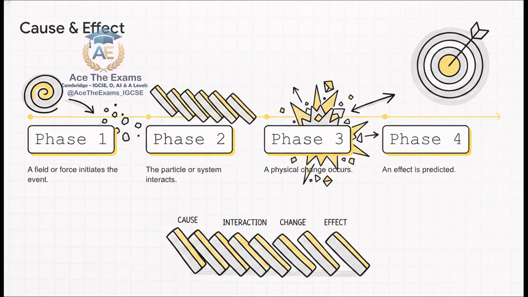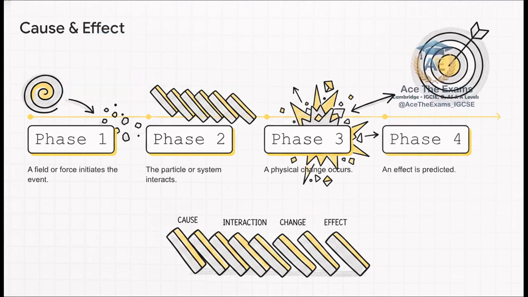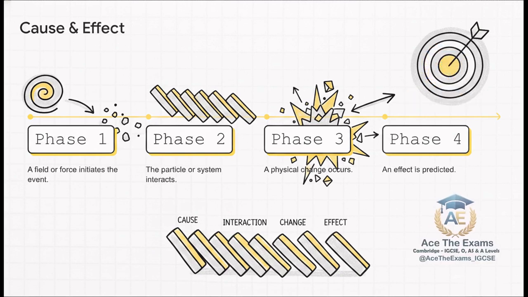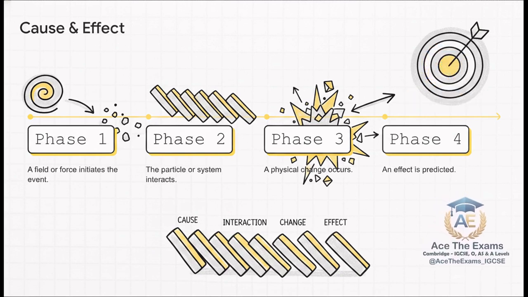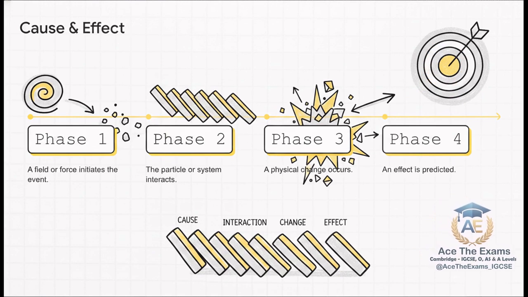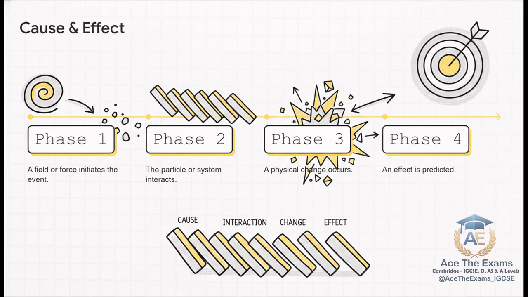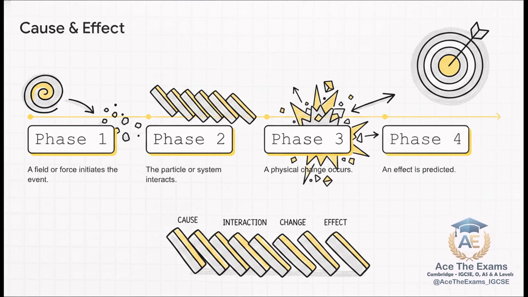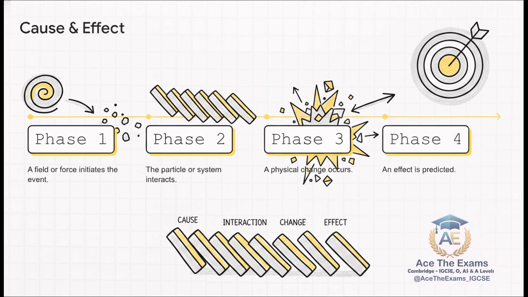Whether the momentum interaction we're looking at involves magnetic fields, applied forces, or colliding particles, examiners absolutely, unequivocally insist on seeing a clear, unbroken sequence in your writing. Look at the flow right here. A field or a force initiates the event. Then, the particle or the system interacts. Next, a clear physical change occurs. And finally, an effect is confidently predicted. You see how that flows?